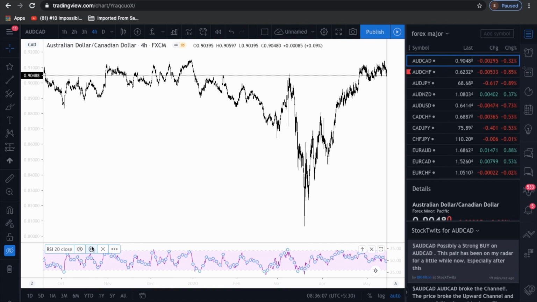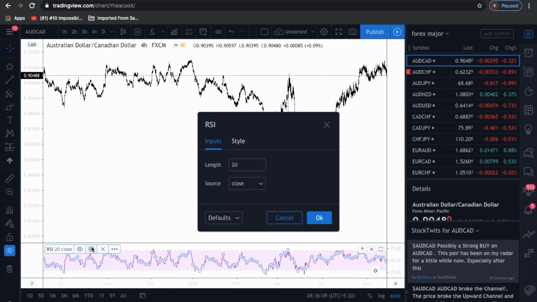Now talking about the source, it tells us what the value of RSI is based on. If you choose open, then the value of the RSI will be based on the open of the candle, or the opening of the candle. And if you choose high, the value will be based on the high of the candle and so on.